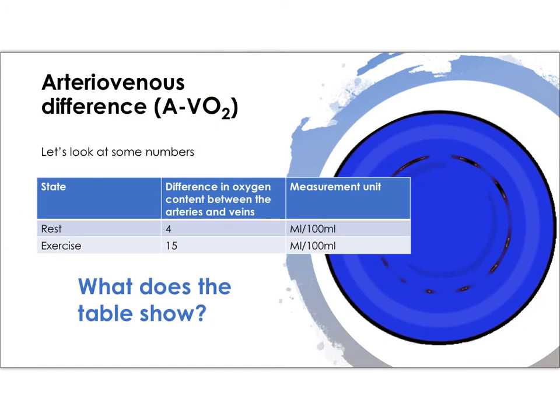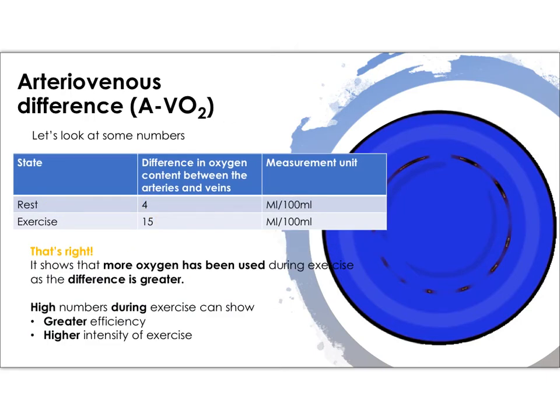So we're going to try and interpret some numbers here, and this was in an exam paper. So could you pause the video and write down why the numbers change between rest and exercise? Have a go. Tell me what the table is showing. I hope you've got it right.